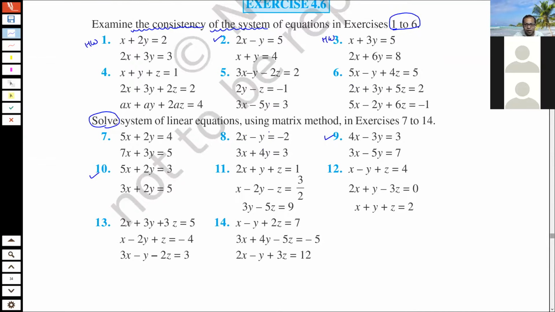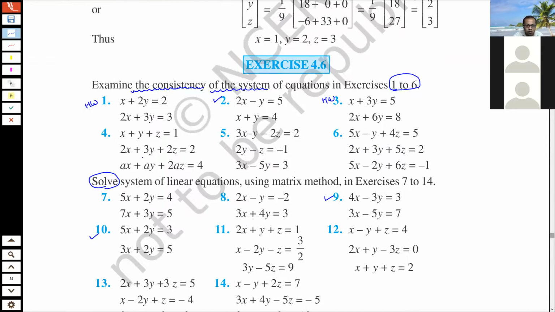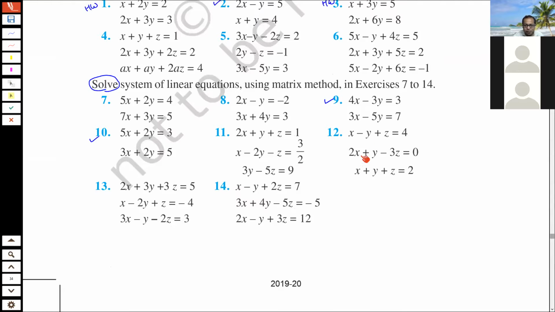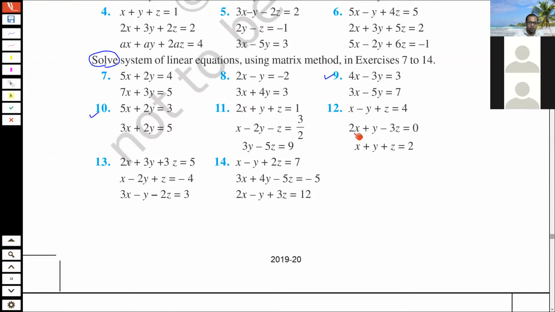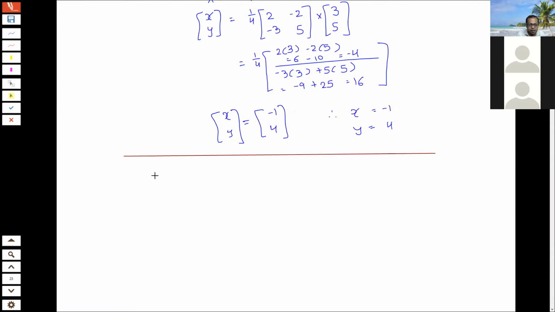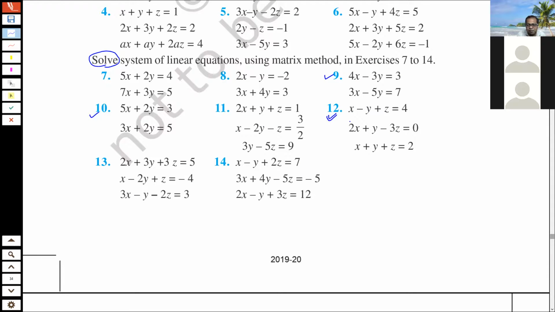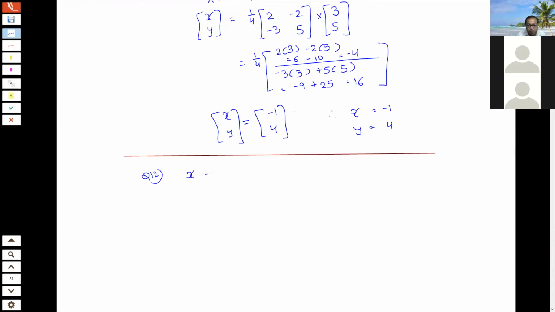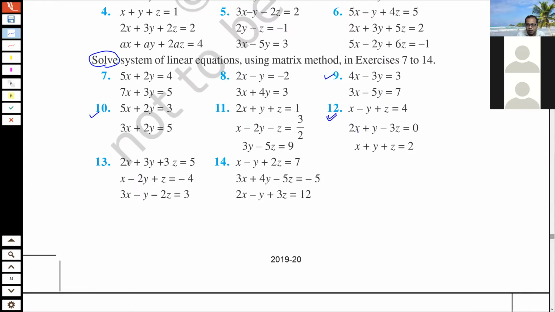Okay. Now, what we will do, we will not do the consistency questions above because we know that consistency has to be solved further ahead as well. So here we'll solve 1 or 2 questions. So question 12 we do now, of 3 by 3. So I will write question number 12. x minus y plus z is 4. x minus y plus z is 4. 2x plus y minus 3z is 0.